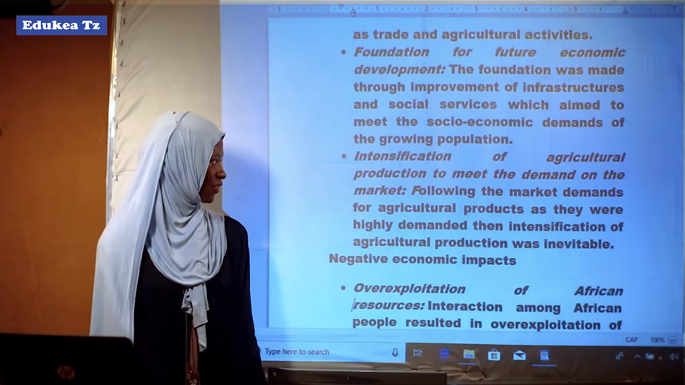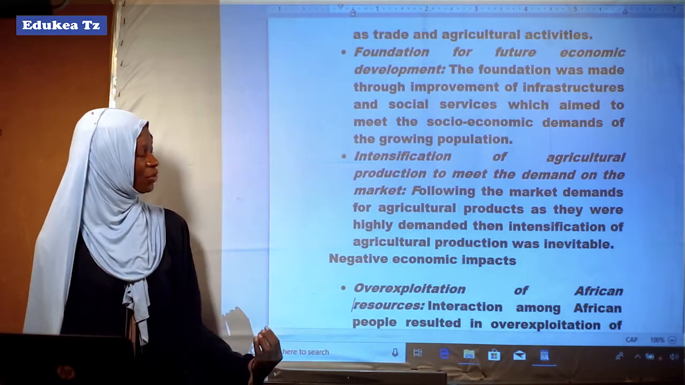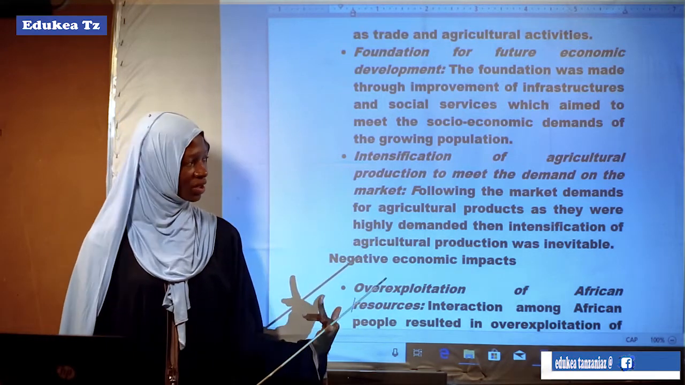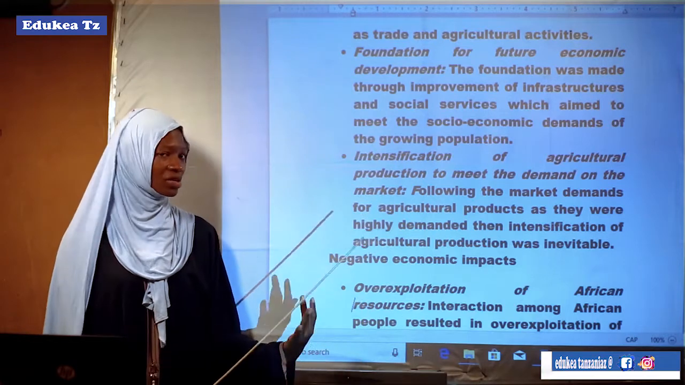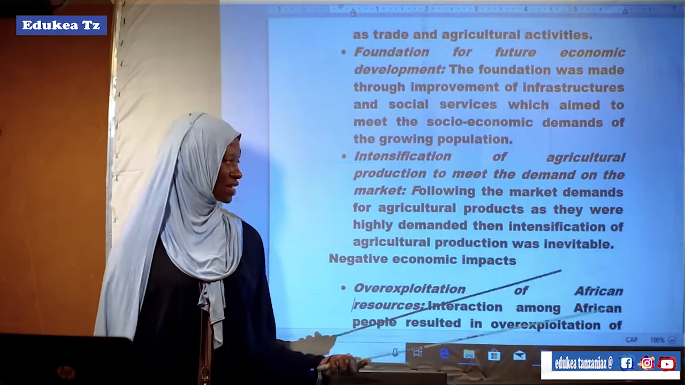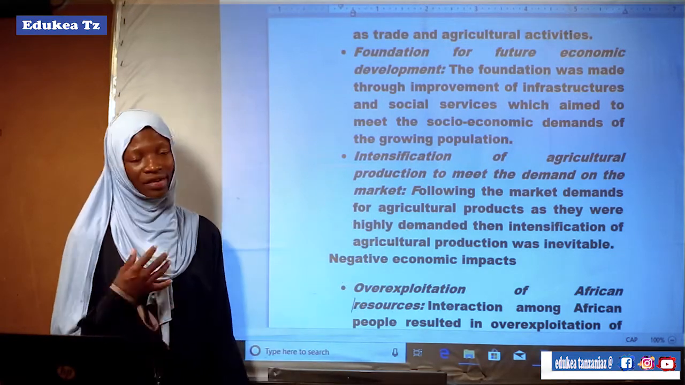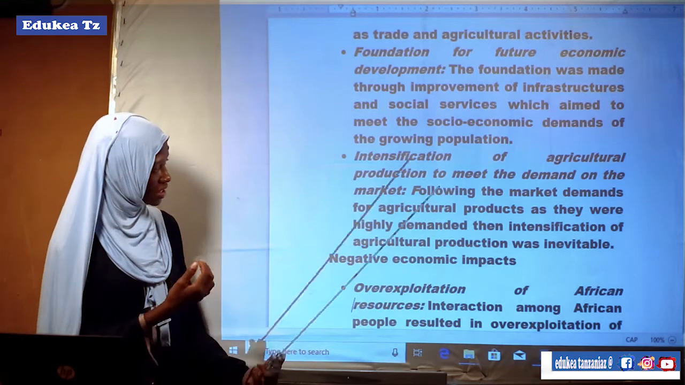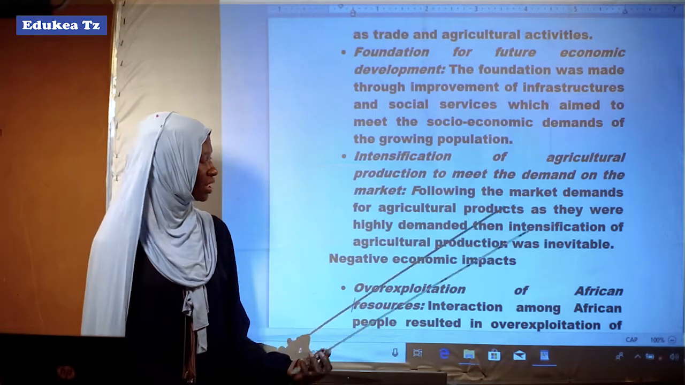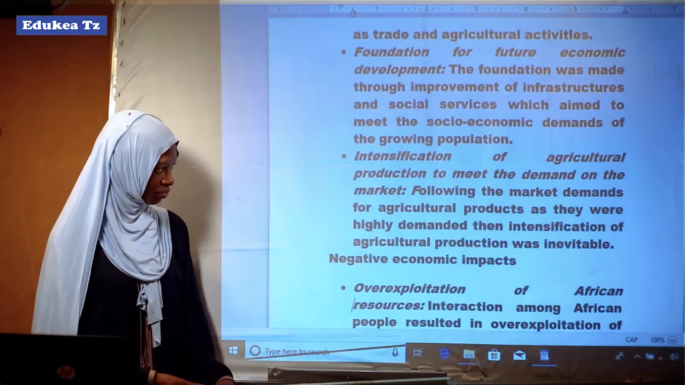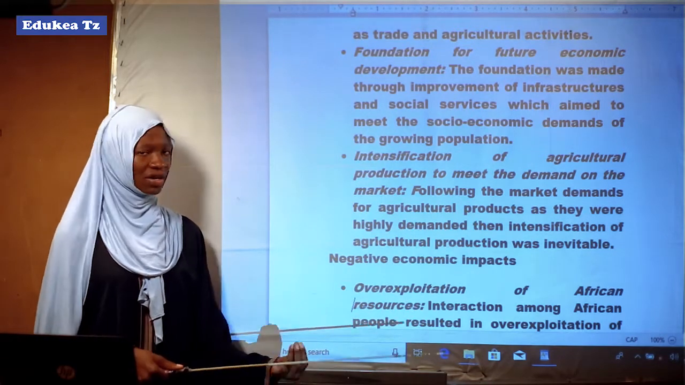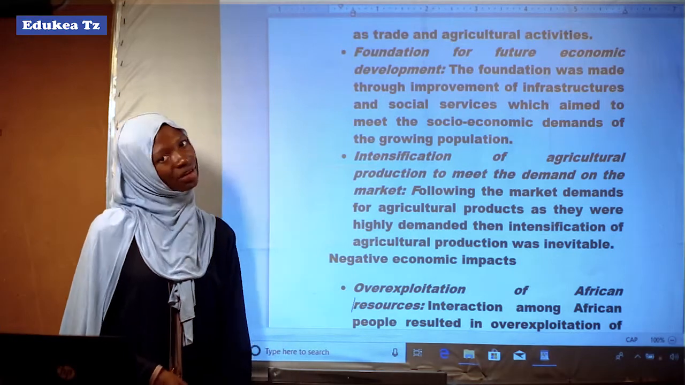As I said before, people moved into some areas since those areas had enough rainfall, good climatic conditions, and fertile land. Automatically, when people succeeded in cultivating in that place, agriculture would grow. So this made production intensify in order to meet the market. Also, markets were needed since there were a lot of people due to the increase of population.